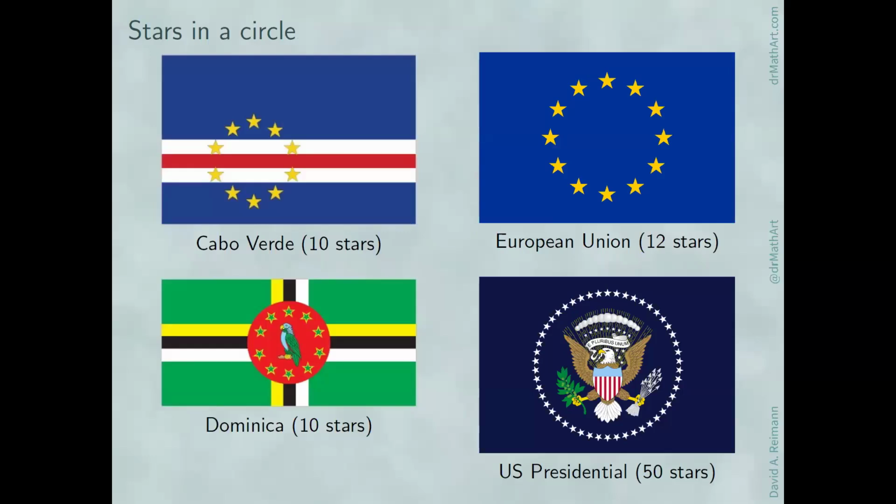So other flags have similar star patterns as the United States in some ways. So let's look at some of those patterns. One common theme that we might have is stars in a circle. Cabo Verde, the EU, Dominica, the US presidential flag all have stars that are in a circular pattern. And this type of pattern is great because it doesn't matter how many stars we have, we can always make a circle that's larger and larger and larger to accommodate that number of stars.